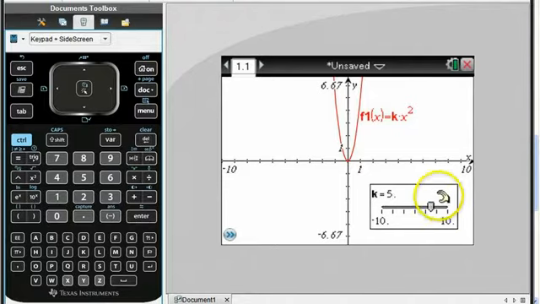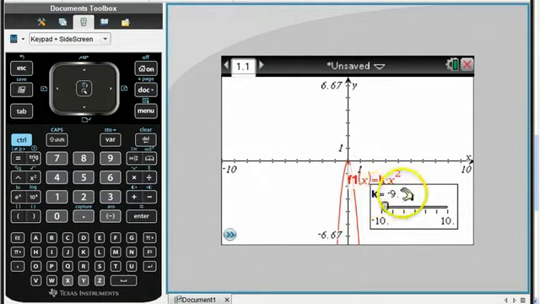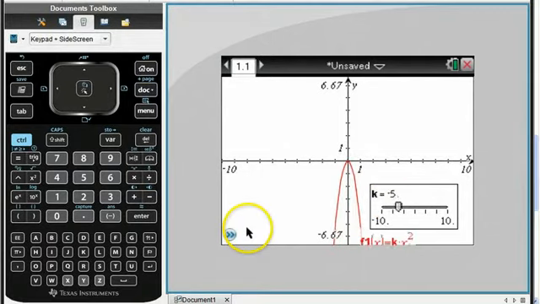Now here's something neat that we can do. If you still have this selected, hit Control Menu again and animate. What this is going to do is automatically, if you notice our slider, it's changing. It's moving from right to left. And we can also look at our values for k. Now we can see how these values of k are affecting our graph.